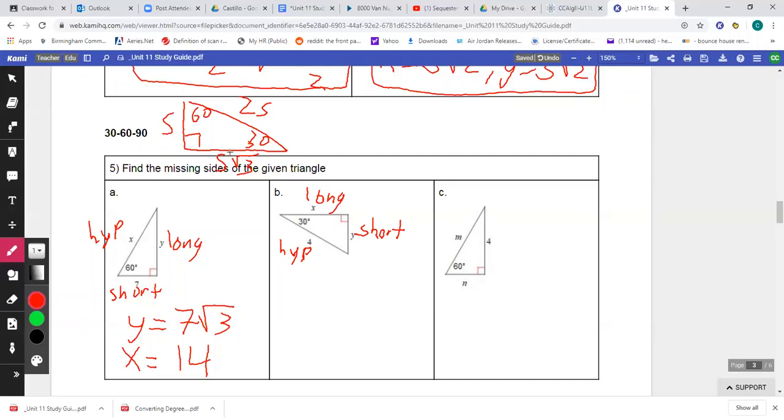But look at what we did here. If the short side is 7, the hypotenuse is 14, so it's just double. So if they give you the hypotenuse is 4, then the short side should just be half of that. And that's 2. Okay? And then the long side, if you have the short side, you just multiply it by radical 3.